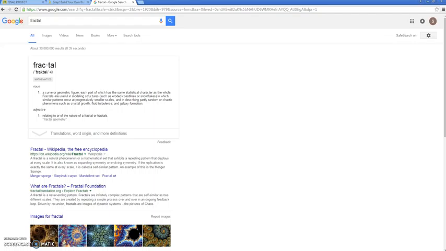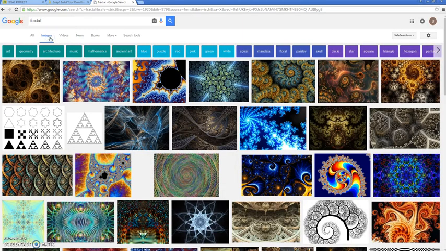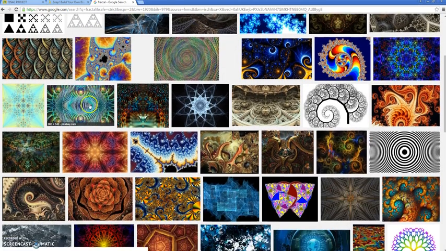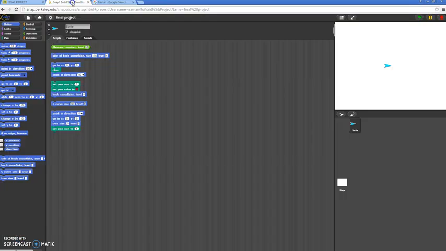So for my final project, I did an iron-on fractal. A fractal is a curve or a geometric figure, each part of which has the same statistical character as the whole. Here are some images of fractals. And what I did is an iron-on tree fractal.